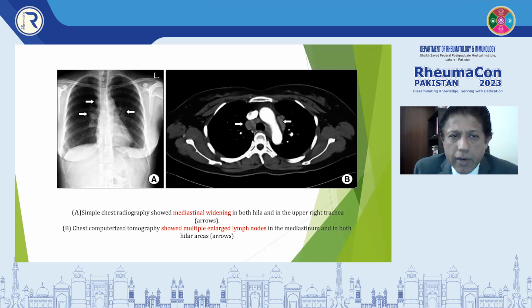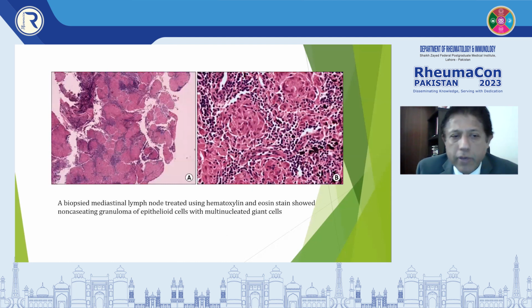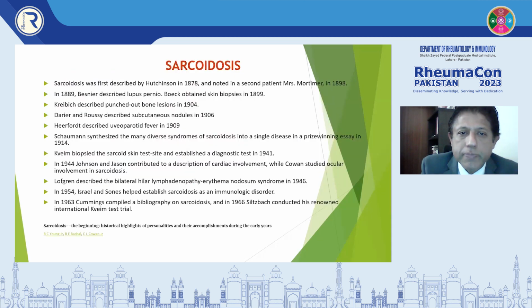This is a sample of a CT scan of somebody's lungs, which shows mediastinal widening of both hila and trachea, and the second one, B, shows multiple enlarged lymph nodes. This is the picture of erythema nodosum in a patient with sarcoidosis, and the circle shows where the nodules are, which are painful, and they mostly come with a fever and the rest of the symptoms that we talked about. If you do a biopsy of the lesions or lymph nodes, you will find epithelioid cells with multinucleated giant cells, and it's mostly non-caseating granulomas.